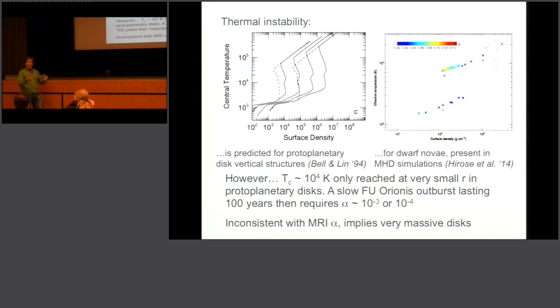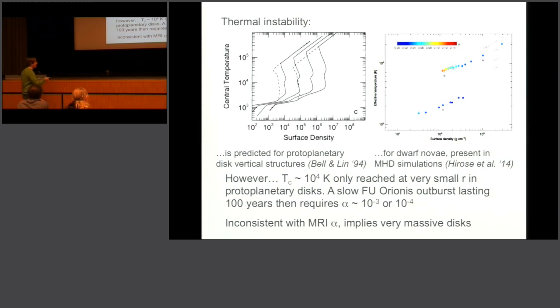If you triggered one of these thermal instabilities in a protoplanetary disk, you would expect the region that was unstable to be rather small, and all of that material would drain onto the star on a rather shorter timescale, maybe several years, but not tens or hundreds of years. And indeed, to make these models work, these early calculations by Bell and Lin required alpha values that are maybe 10^-3 or 10^-4, even in the outburst phase of the eruption.